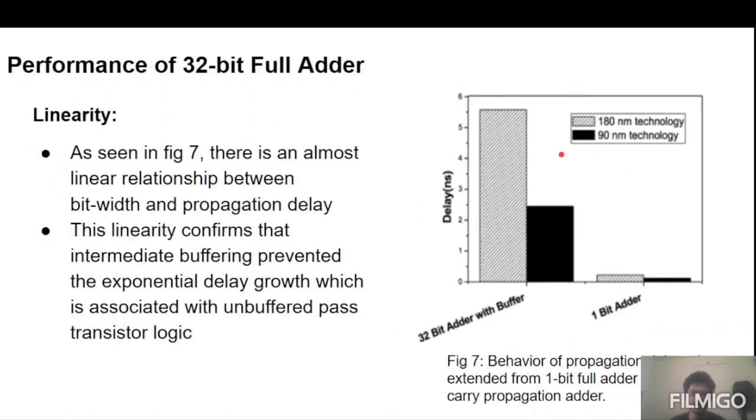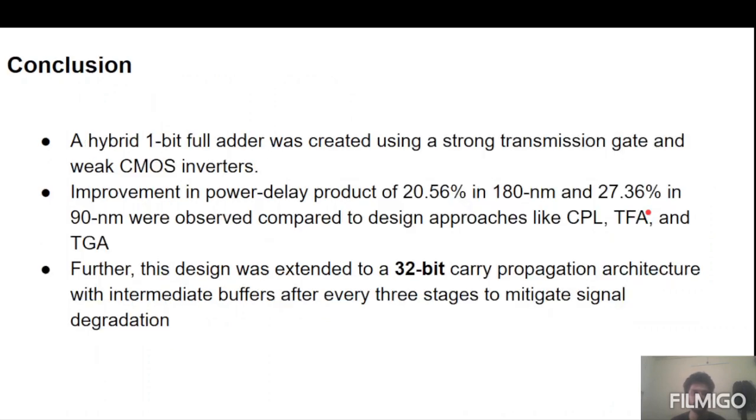Now we talk about the linearity. From this graph, we observe that going from the 1-bit full adder to the 32-bit full adder, the delay increases almost linearly. And this confirms that this buffering strategy prevented the exponential delay growth which is normally associated with unbuffered pass transistor logic.